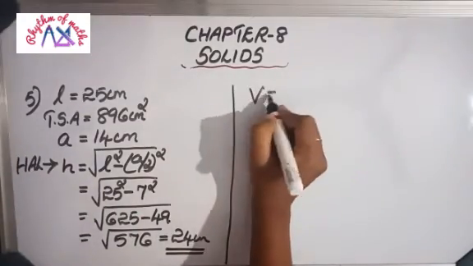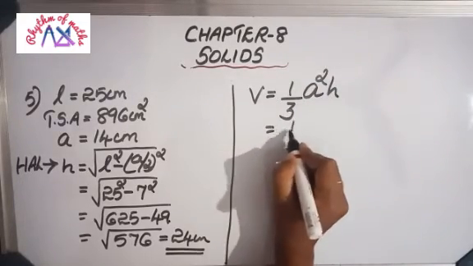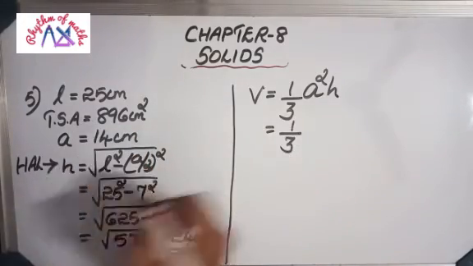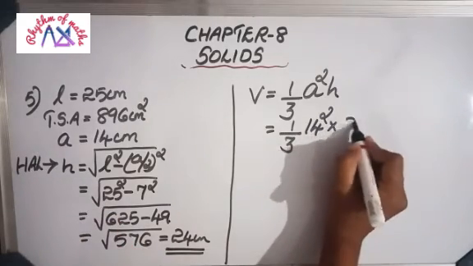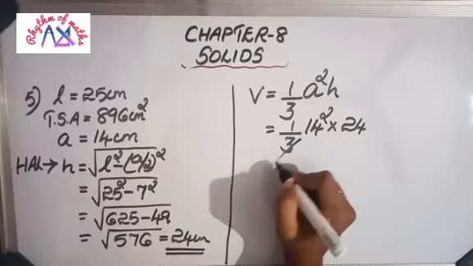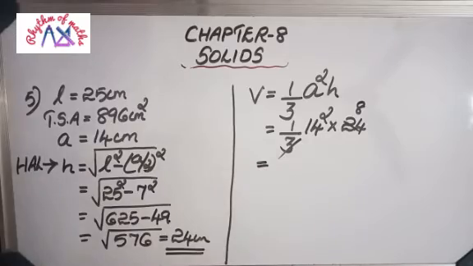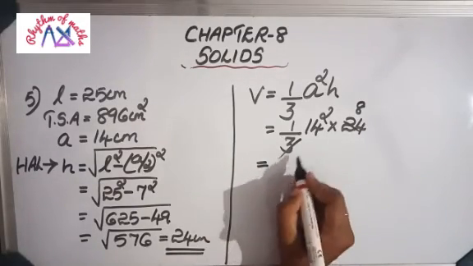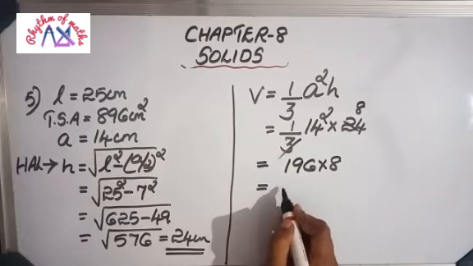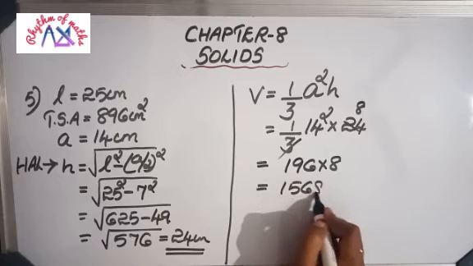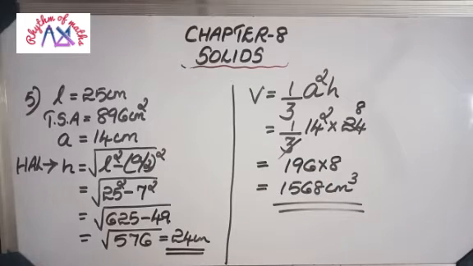Now let's find the volume. Volume equal to 1 by 3 a square h. That is 1 by 3, a is 14, so 14 square into h, which is 24. This 3 and 24 we can cancel, 8 times. Now 14 square is 196, into 8. So 196 into 8, the answer is 1568 centimeter cube. This is the volume of this square pyramid.